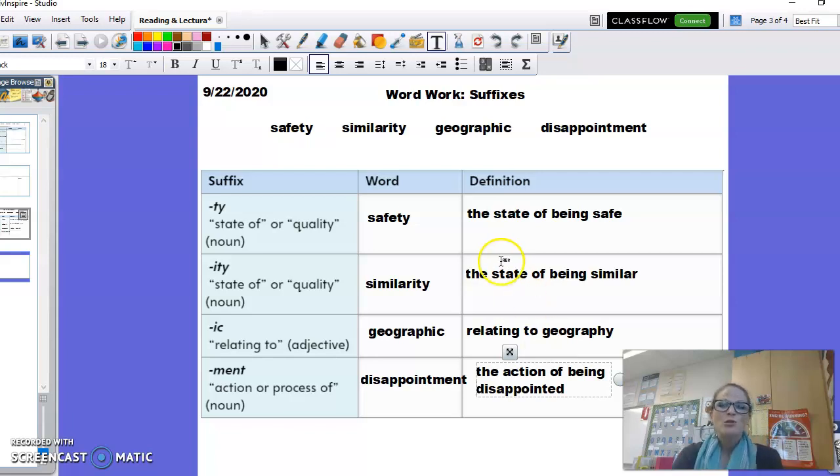All right. So your job is to make sure you have this chart filled out. On Friday, we will have a spelling test, and you're going to be doing something similar on the spelling test. You're going to be matching the root word to the word with the suffix, and then also giving me the definition.